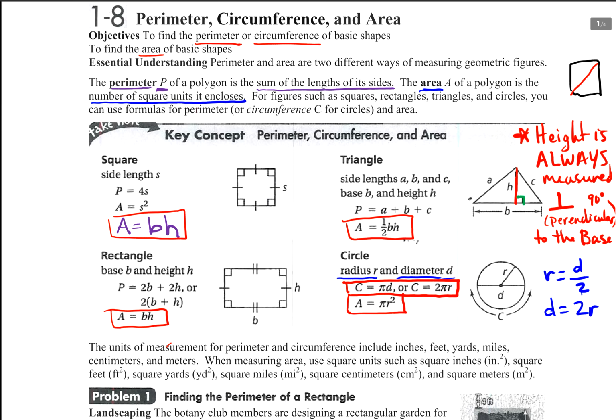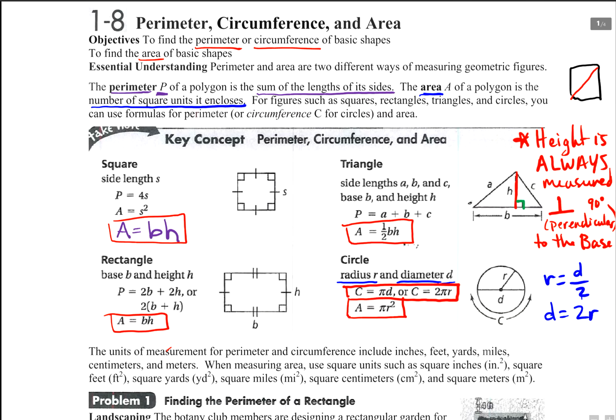Alright. Units of measurement include inches, feet, yards, miles. So when we're measuring perimeter, it is a length. So we use perimeter, or circumference because it's for circles. Inches, feet, yards, miles, centimeters, meters, all of those good measurements that you know.